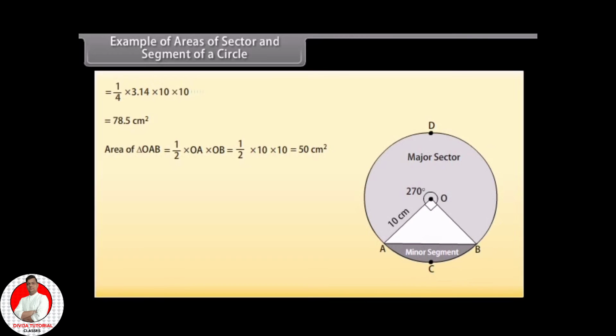Area of triangle OAB is equal to 1 upon 2 into OA into OB, which is equal to 50 centimeters squared. Now, area of minor segment ACB is equal to area of minor sector OACB minus area of triangle OAB, which equals 78.5 minus 50, which becomes 28.5 centimeters squared.